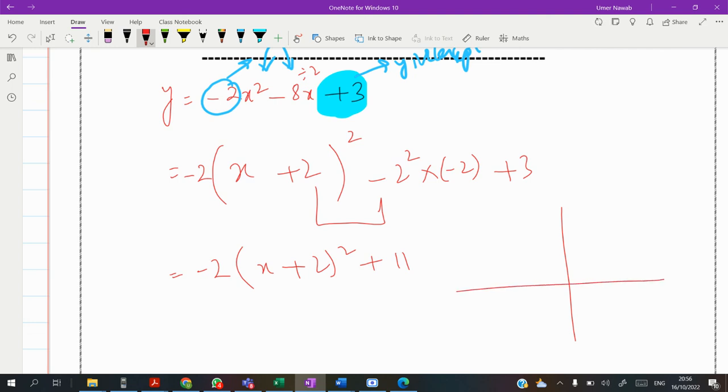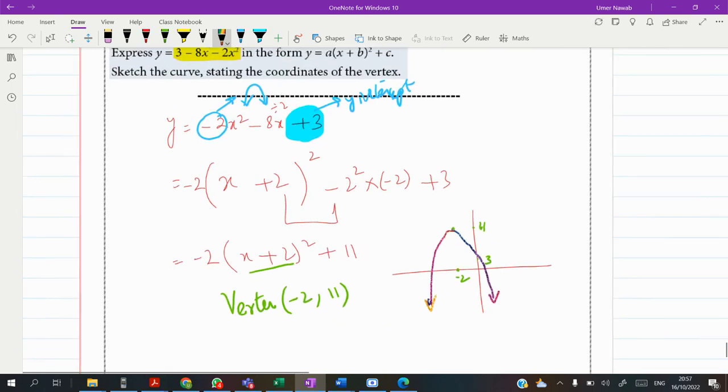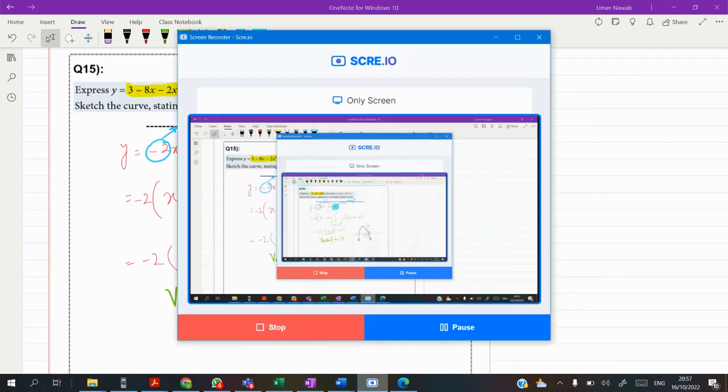Now I'm going to draw the parabola. The vertex is, change the sign, minus 2 and this is 11. Where is minus 2? This is minus 2 and that is 11. Where the graph cuts the y-axis, it cuts at 3. Now I'm going to draw the parabola, the left flap, and this is the right flap. So your parabola has been sketched. That's the thing which we wanted to do. We found the vertex also. Thank you, boys. Assalamu alaikum.